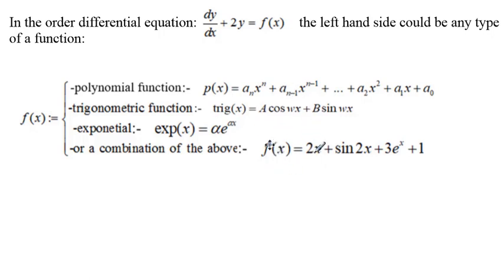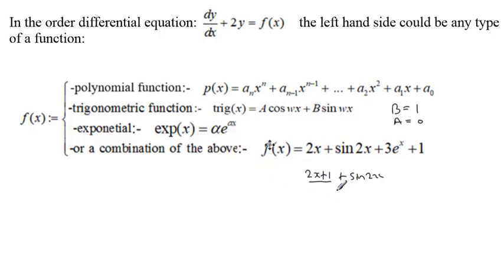In other words, f of x equals 2x plus sine 2x plus 3e to the power x plus 1. If you look at this, you can see that in 2x plus 1, we've got a linear function when a2 up to an are equal to 0. That will be a polynomial. Then for this trigonometric function, sine 2x, we have the situation whereby b will be equal to 1 and the a for cosine will be equal to 0. And then lastly, plus 3e to the power x, which is an exponential function.